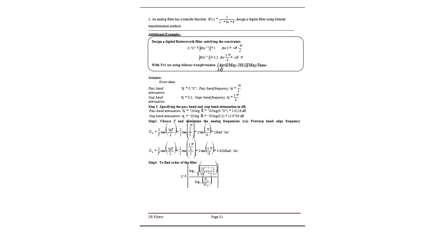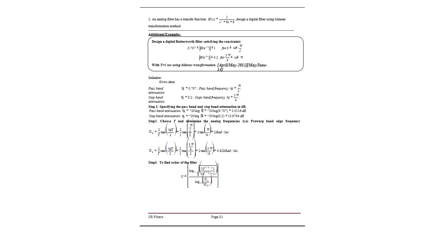So the solution is that the given data is passband attenuation alpha p equal to 0.707, passband frequency omega p equal to pi by 2, stopband attenuation alpha s equal to 0.2, and stopband frequency omega s equal to 3 pi by 4. So step 1, we have to specify the passband and stopband attenuation in decibels. That is, alpha p value is minus 20 log of alpha p. So we have to substitute the value and find out the answer. For stopband attenuation, alpha s is equal to minus 20 log of alpha s.